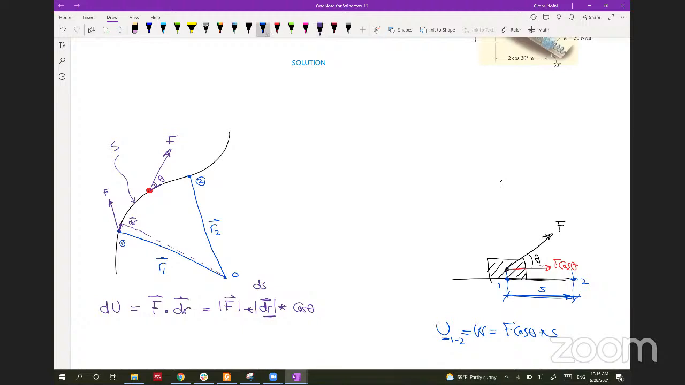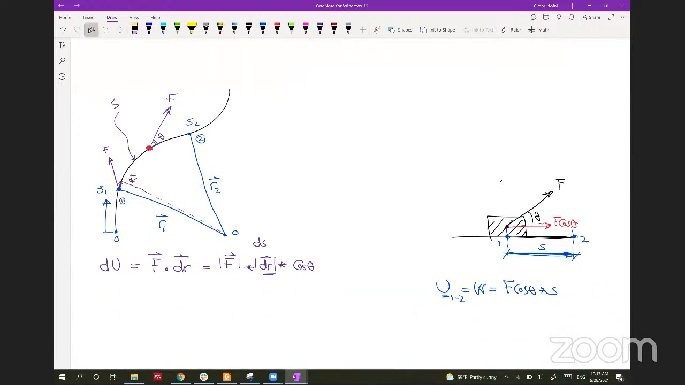And let's assume that the particle starts at position S1, measured from the origin here, and here's the position S2. So this will be equal to F as a magnitude multiplied by ds as a magnitude, the distance traveled on the curve, multiplied by cosine theta. So let's get the total amount of work from point 1 up to point 2.